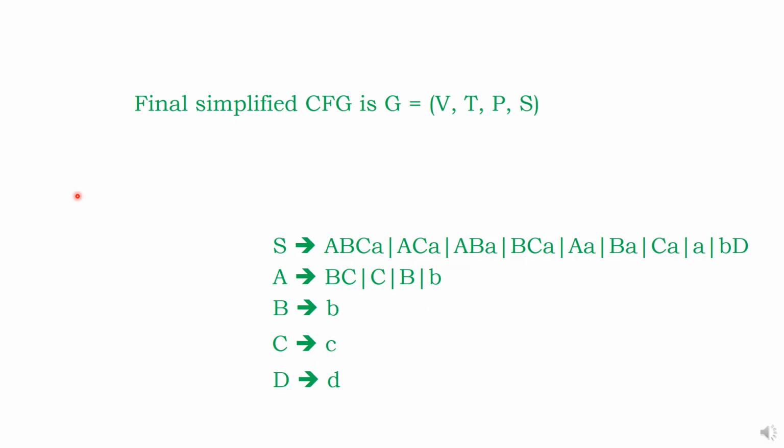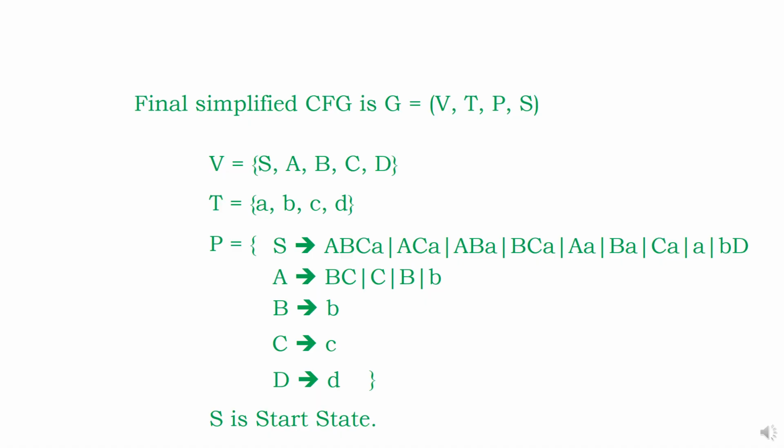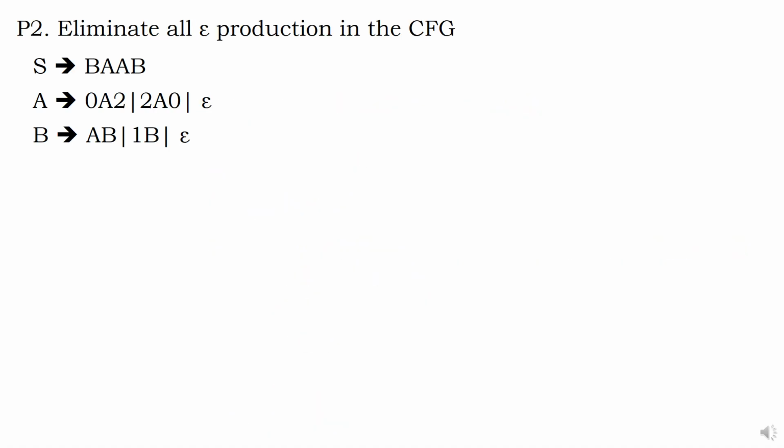What is V? S, A, B, C, D. What is capital T? Small letter A, C, B, D. Okay. Now, what is your production rule ready? Start symbol is ready. Let us see one more problem. Careful in the substitution. Okay.